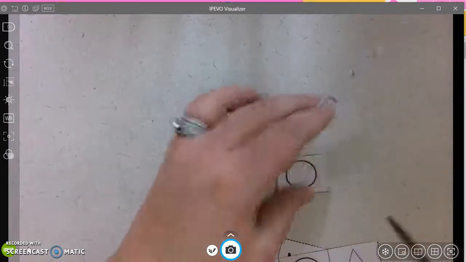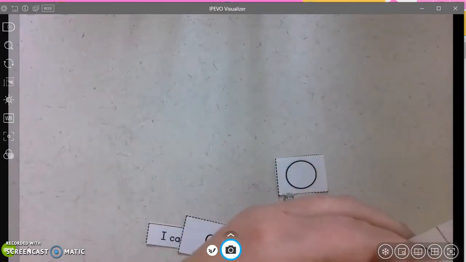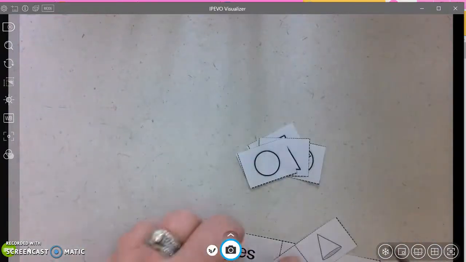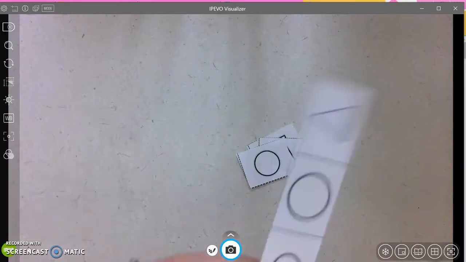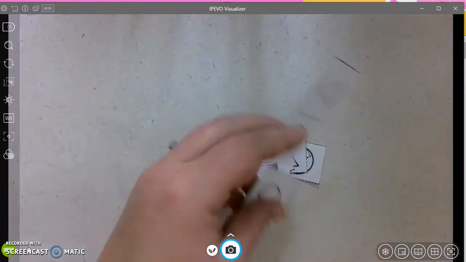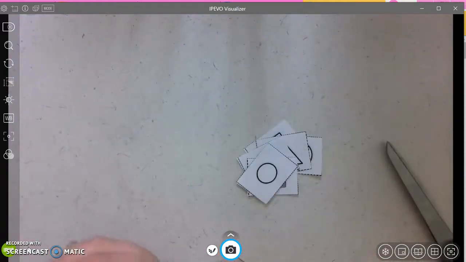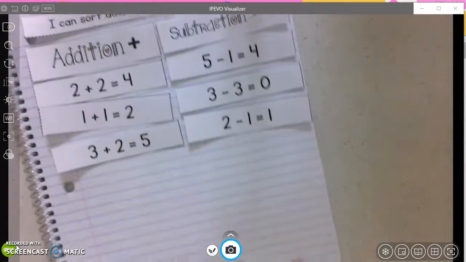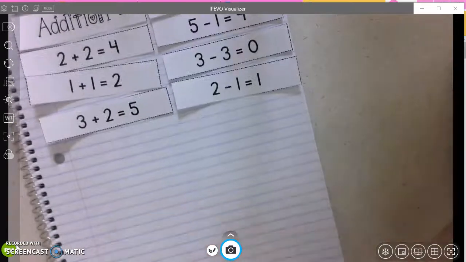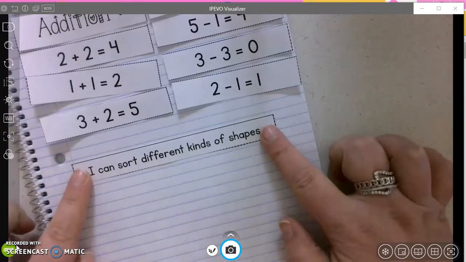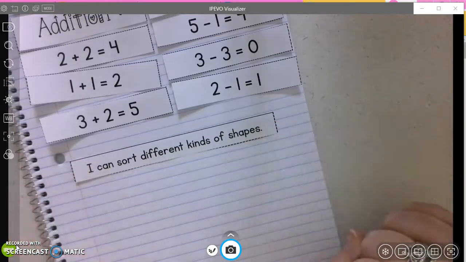So, we're just going to put this on the bottom page of where our addition and subtraction equation page was. And I'll show you that in just a second. I'm going to finish cutting these out, and then you finish cutting yours out, and then we'll meet right back here, okay? All right. I have my page with my addition and my subtraction facts sorted, and I have space down at the bottom. I'm going to find my I can statement, and I'm going to put it kind of here. And then let's read it.